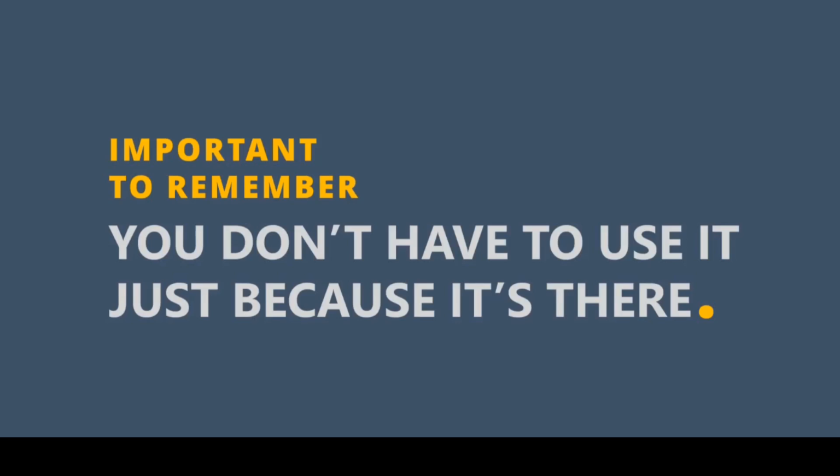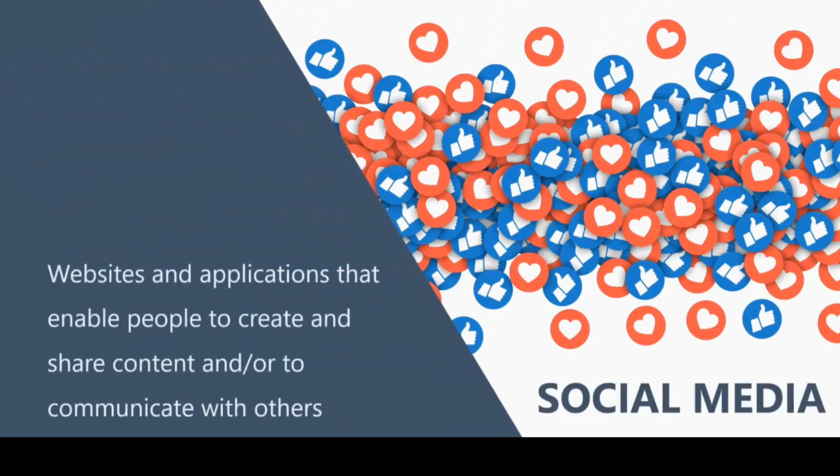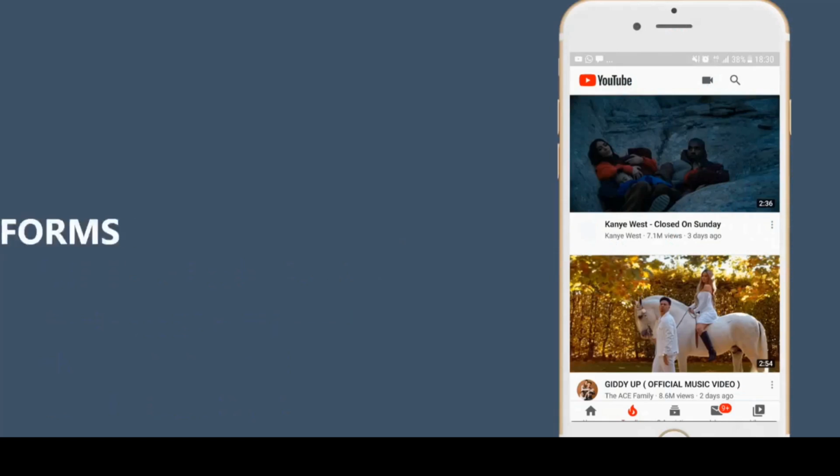Please do remember this. So if we start off with social media, which falls under digital marketing, social media comprises websites and applications that enable people to create and share content and or to communicate with others. Now, I'm sure you can think of some before I even move to the next slide. Pop as many as you can into Morpheus now. Okay, I'll give you a few more seconds. We're going to move on.